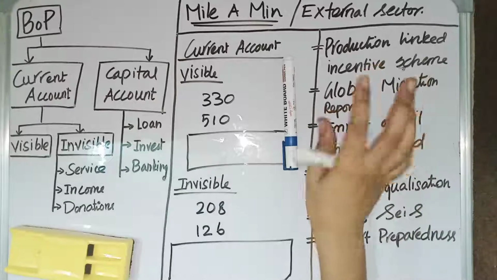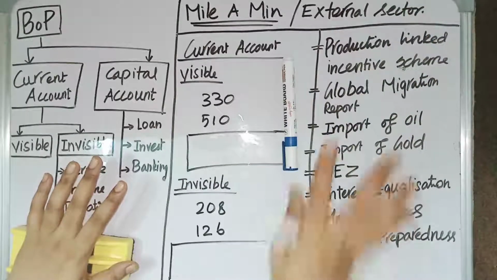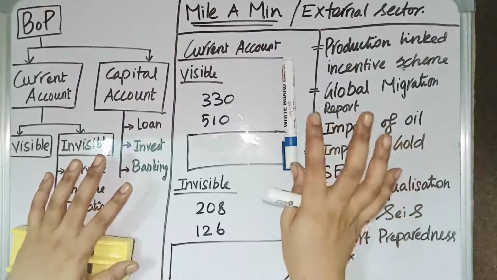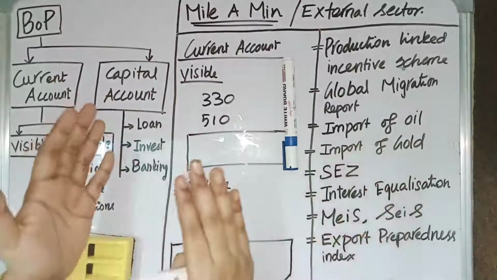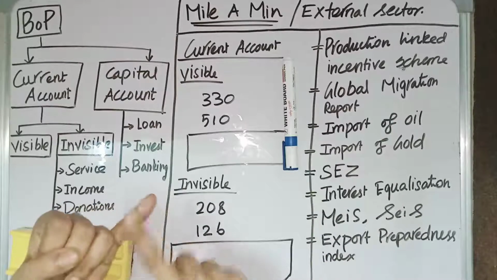External sector is nothing but the trade which we are having with the foreign country. External sector is very important for a country's growth. Why? Because from foreign countries, we need resources. The resources are needed. Why?